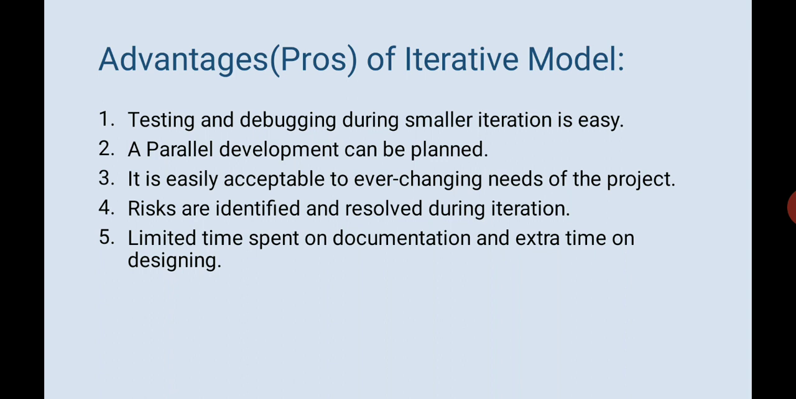Next, risks are identified and resolved during iteration. This is very nice. You know, in the waterfall model, we could not resolve any sort of issue. Once it goes to the next phase, it cannot give feedback or loop back. So this was one of the major disadvantages of the waterfall model that this model actually took into account. There is limited time spent on documentation and extra time on designing. So this is also important.